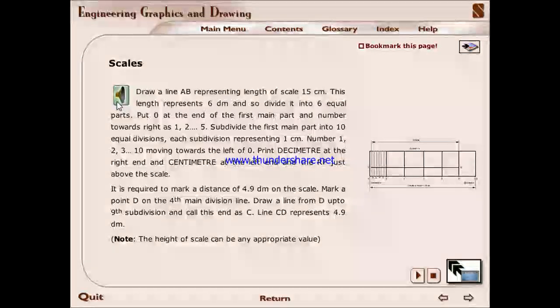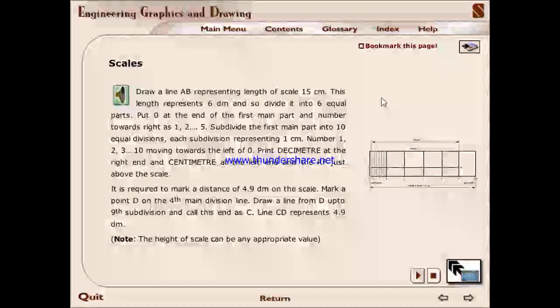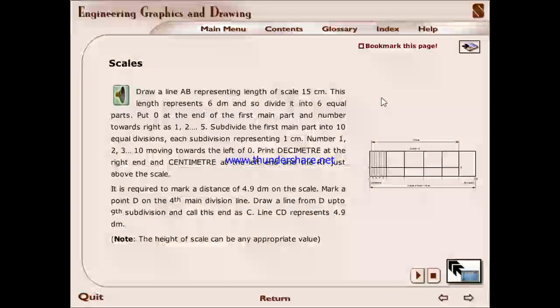Draw a line AB representing the length of scale, 15 centimeter. This length represents 6 decimeter, and so divide it into 6 equal parts. Put 0 at the end of the first main part and number towards the right as 1, 2 up to 5. Subdivide the first main part into 10 equal divisions, each subdivision representing 1 centimeter. Number 1, 2, 3 up to 10 moving towards the left of 0.